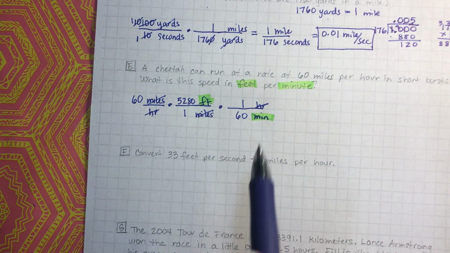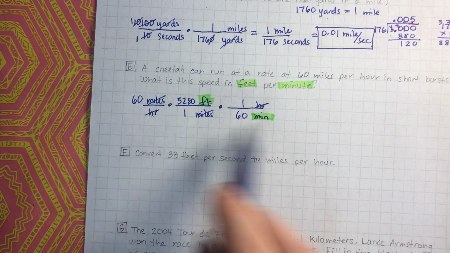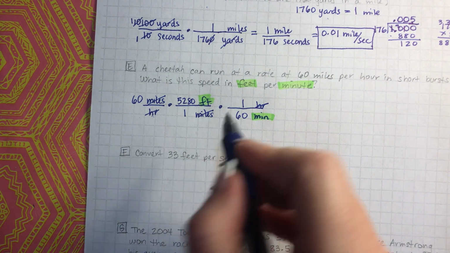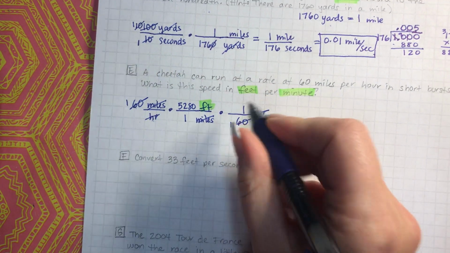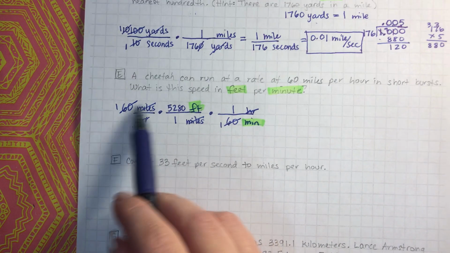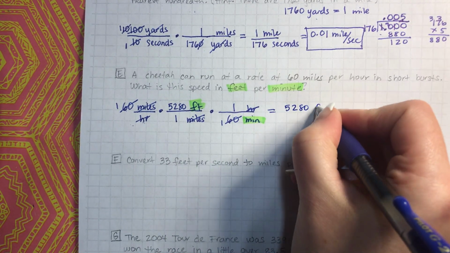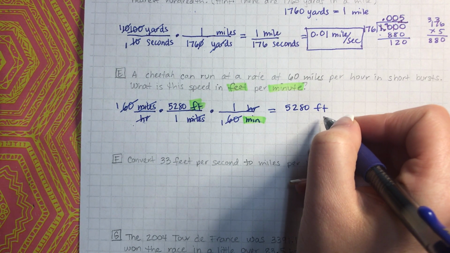So then we're going to look at the numbers, right? We have our units, feet per minute, which is exactly what we need. Do any numbers cancel out? Yeah, they do. The 60 and the 60. 60 goes into 60 one time, 60 goes into 60 one time. Everything else is just 1. And so we would just multiply across and we get 5,280 feet per minute.